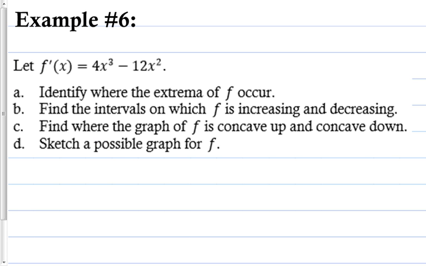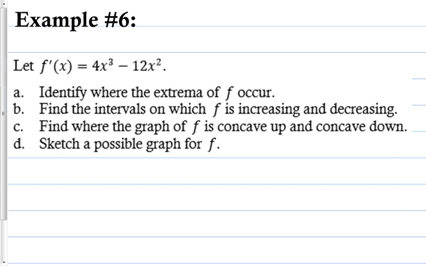Let f prime of x equals 4x cubed minus 12x squared. And there's 4 parts. A, identify where the extrema of f occur. B, find the intervals on which f is increasing and decreasing. C, find where the graph of f is concave up and concave down. And D, sketch a possible graph for f.